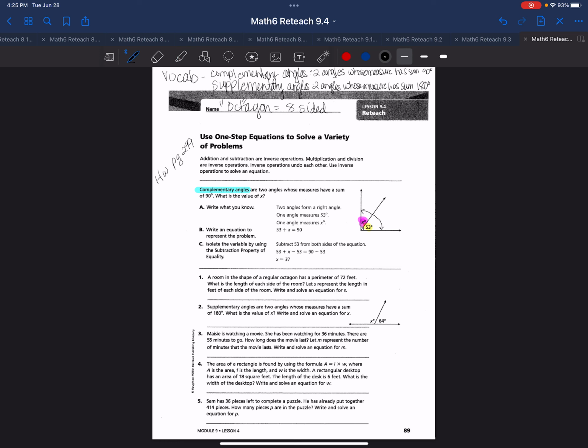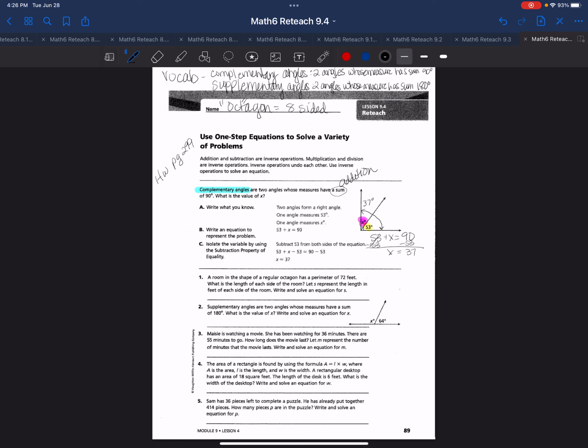Now let's write an equation for that. When we're talking about complementary angles, it's the sum, so we're dealing with addition. So we have 53 plus x equals 90. We want to write our equation down. We do not want to do math in our head, and this is an addition problem. The inverse operation of addition is subtraction, so we subtract 53 from both sides, and we get x equals 37. So this unknown angle would be 37 degrees.